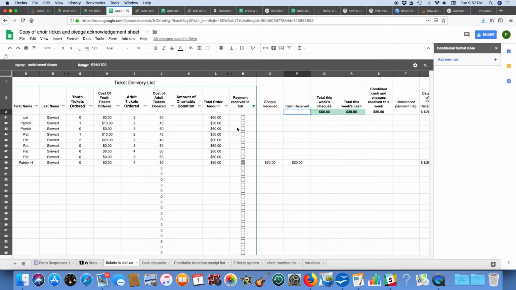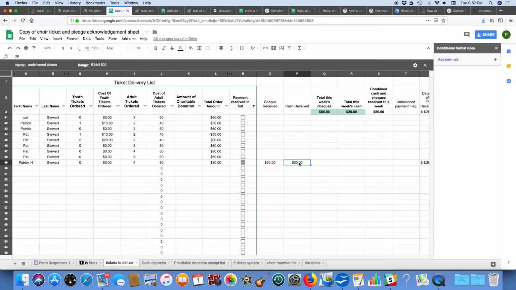So if there's an order here for $60, it can be any combination of money that adds up to $60, or it can be only partial, and it'll keep track of that. The payment received in full box wouldn't get checked if it was only a partial payment, and so it would remain on the sheet for the next week, and it would give someone easy follow-up capacity.